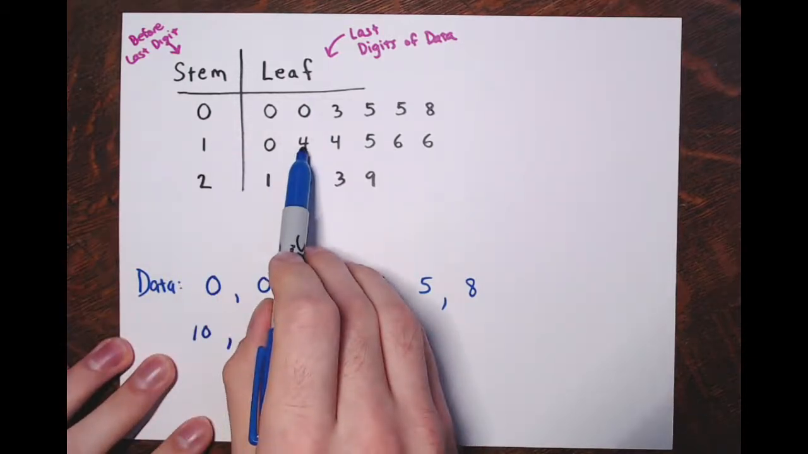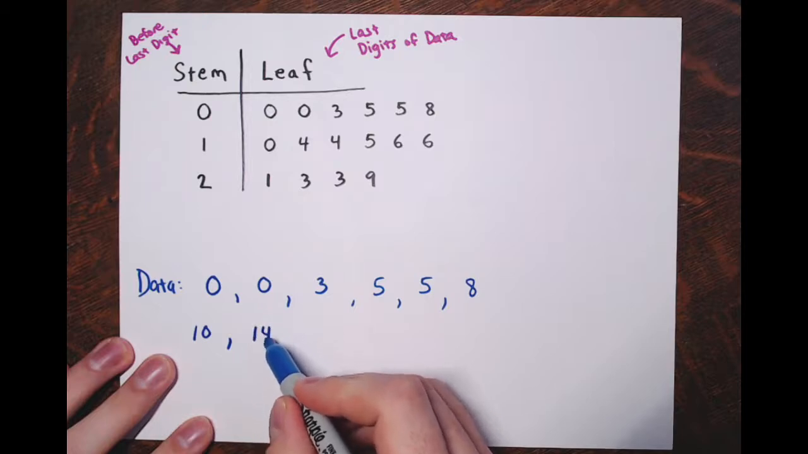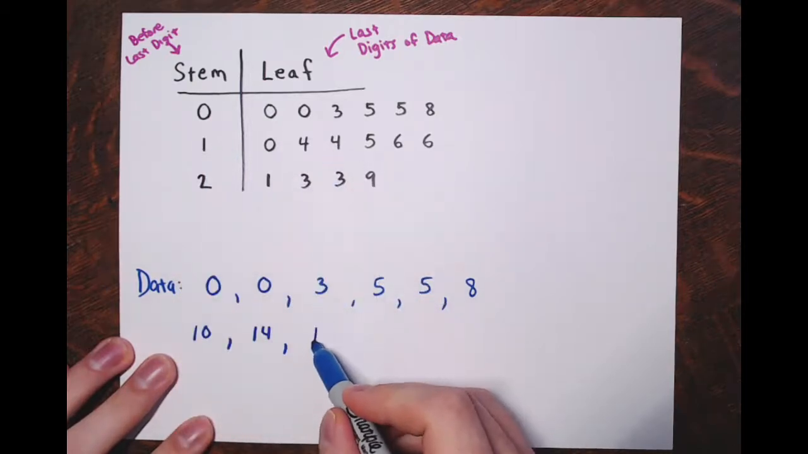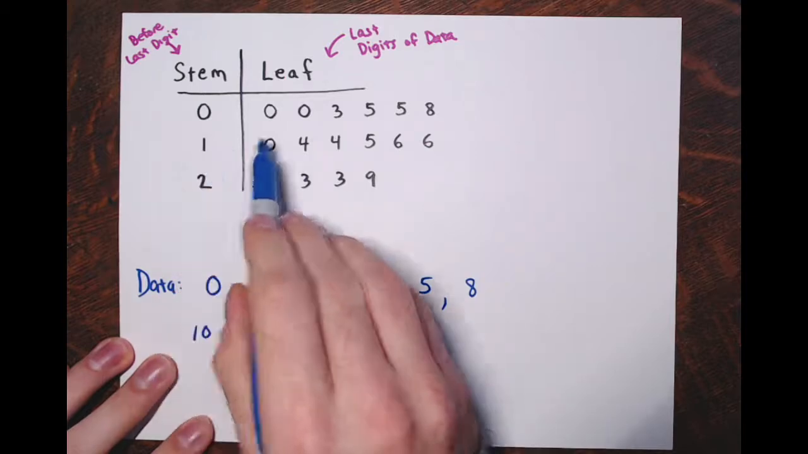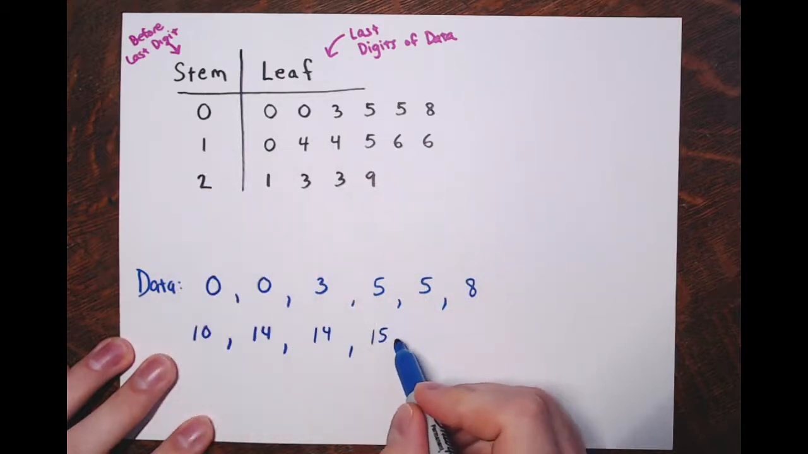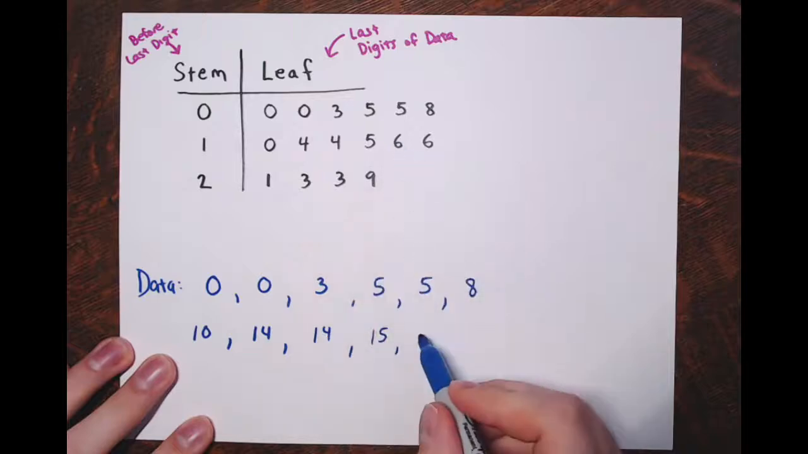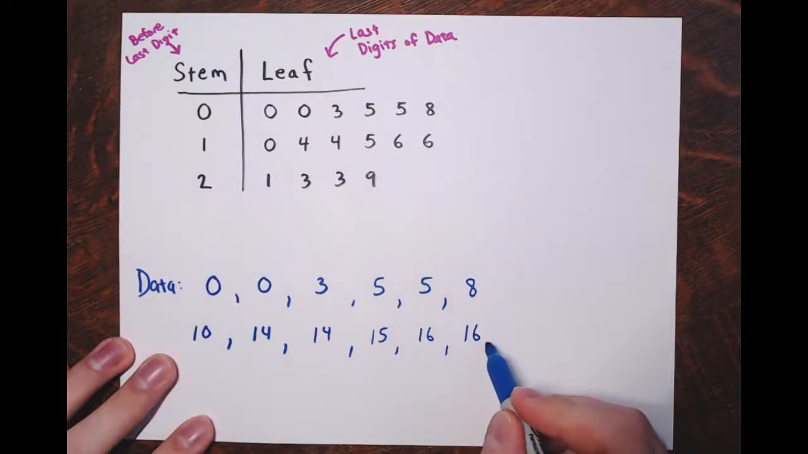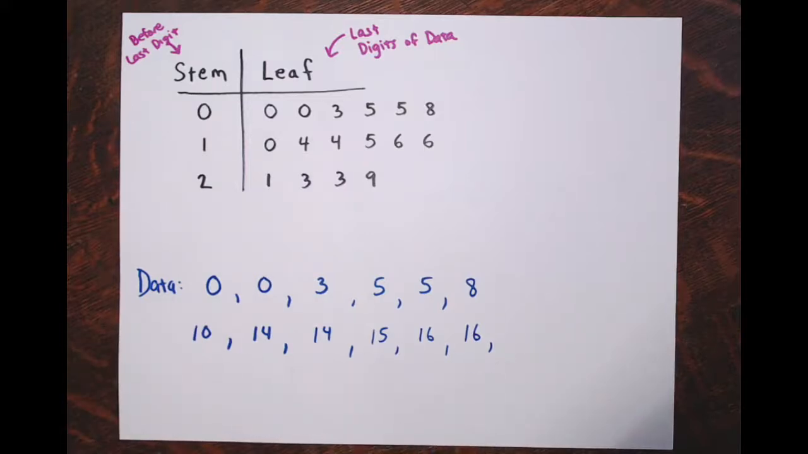Then one with 4, meaning one of the values in the data set was 14. One with 4 again, 14. One with 5, 15. One then 6, 16. And one then 6 again, so 16. So here are some 6 other values in the original data set.